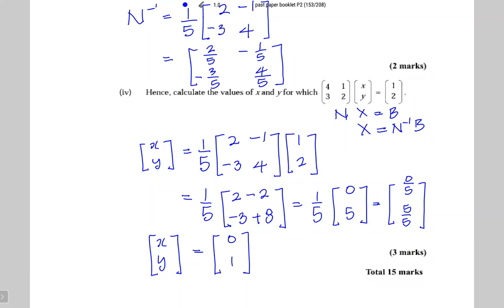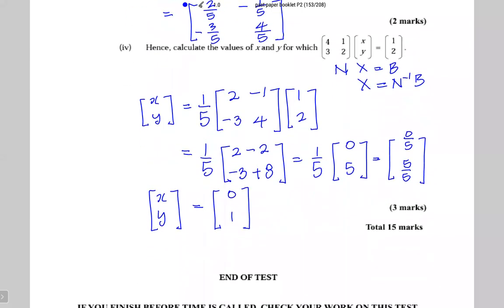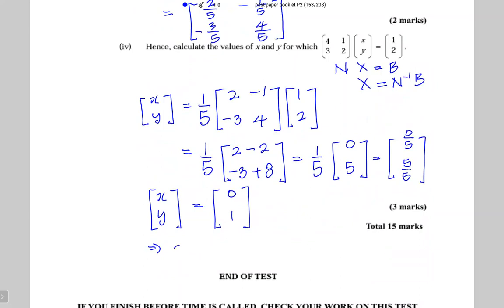All right, we're asked to determine the value of X and Y. So therefore, X is equal to 0 and Y is equal to 1. All right, and that would be the end of the question and the end of the exam.